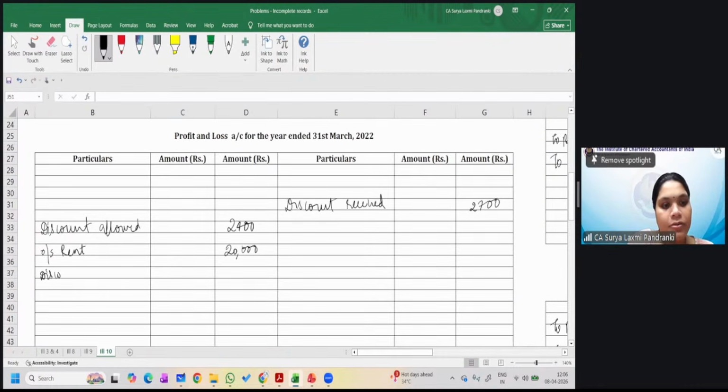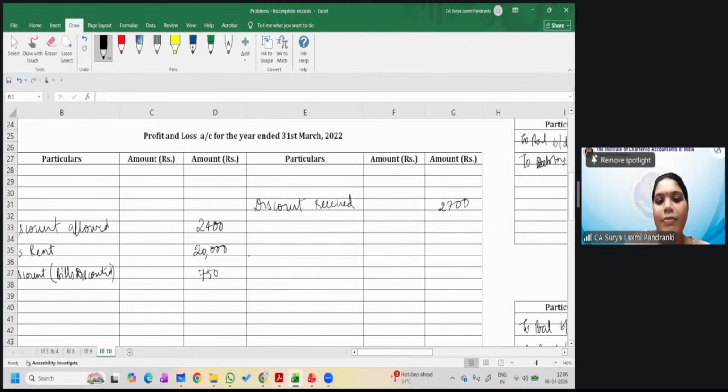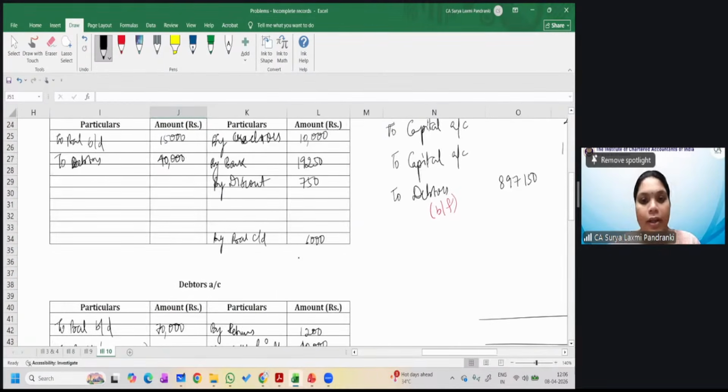Discount. Which discount is this? Discounted bills. Yes, discounted bills. You can combine both of them, but since these are two different transactions, I'm writing them separately. Okay, this is done. Yes, ma'am. Anything else we have?